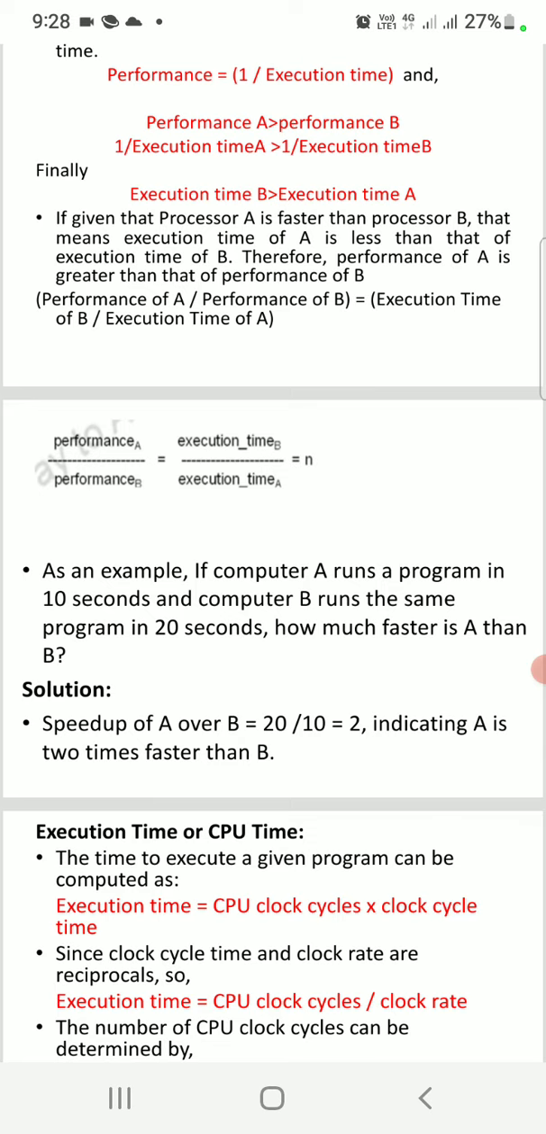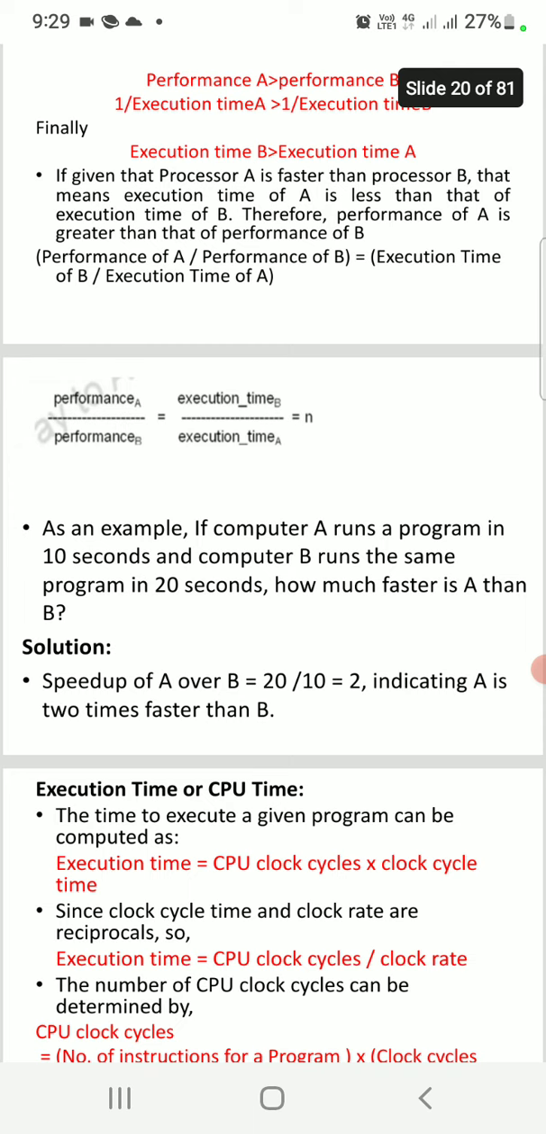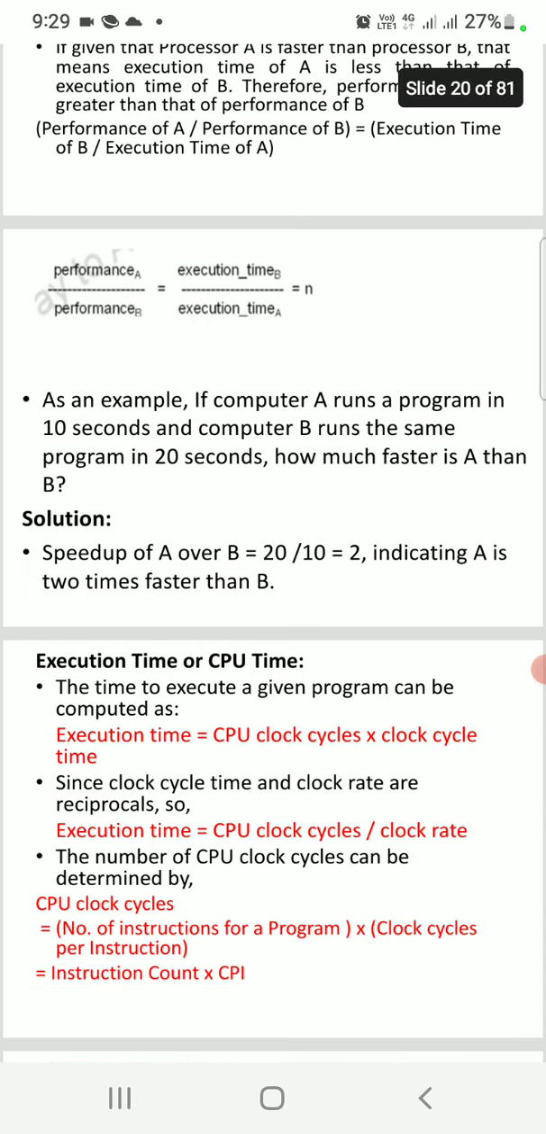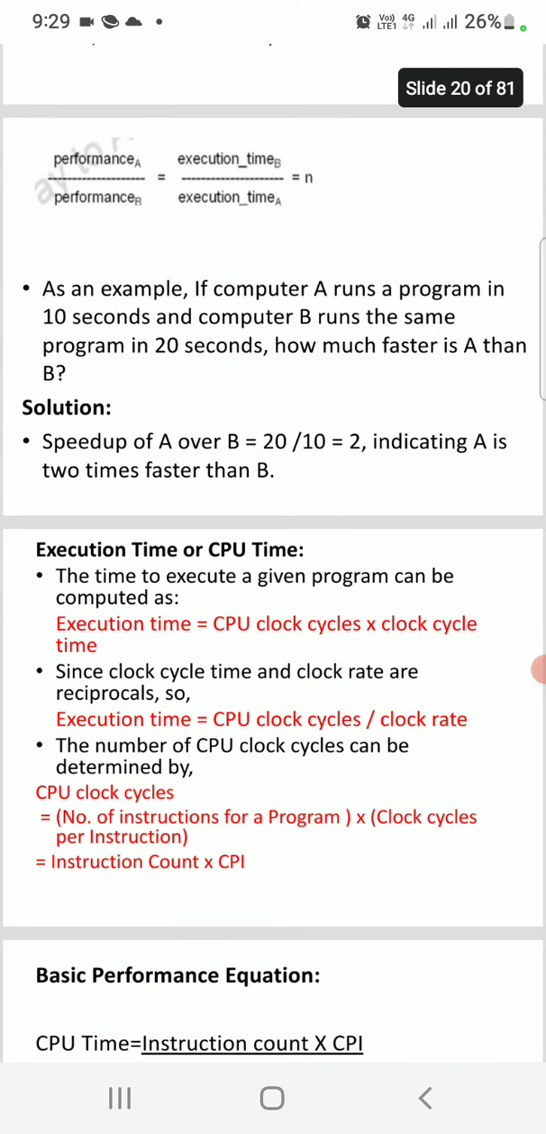The execution time is equal to the CPU clock cycles multiplied by the clock cycle time. Execution time is equal to CPU clock cycles divided by the clock rate. CPU clock cycles is the number of instructions for a program multiplied by the clock cycles per instruction. So, instruction count multiplied by the CPU clock cycles per instruction.